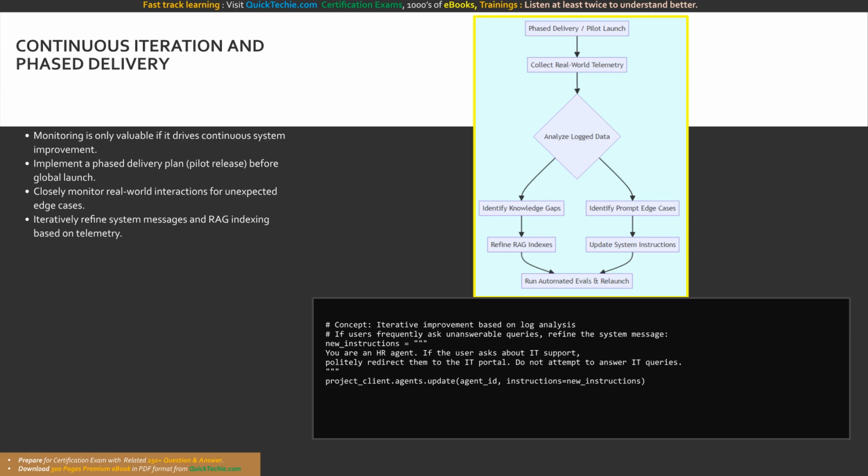Microsoft strongly recommends managing your generative AI solutions using a carefully structured phased delivery plan. Instead of launching your new agent globally to thousands of users on day one, release your agent to a highly controlled small group of pilot users.